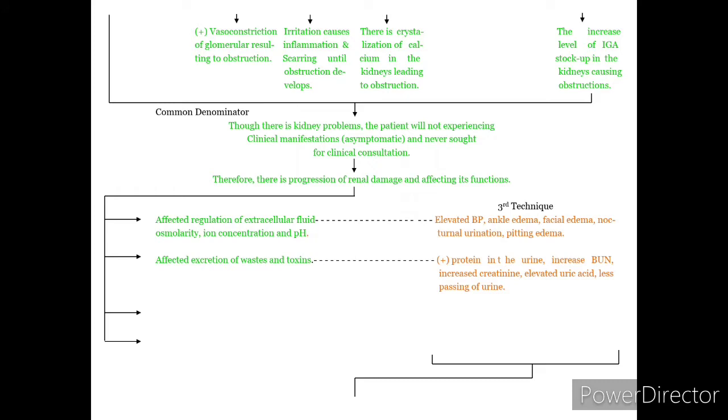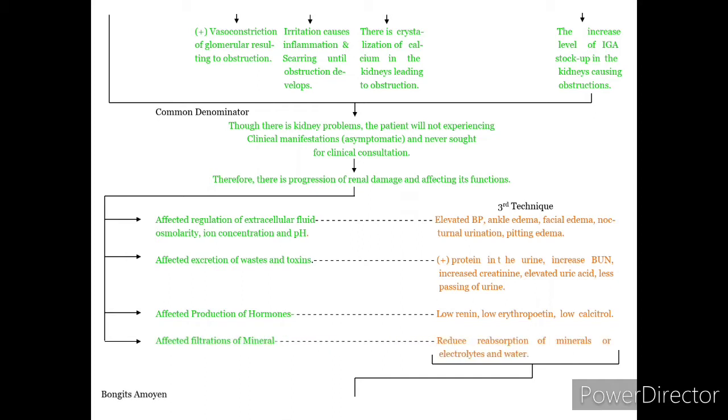Expectedly, the patient can identify himself with a positive protein in the urine, of course after the laboratory test, and is expected to have a high level of BUN and the rest of the clinical manifestations. Next is the affected production of hormones: low renin, low erythropoietin, and low calcitriol. Then the other one is affected filtration of minerals. Therefore, we can expect that the patient is having a reduced reabsorption of minerals or electrolytes and water.